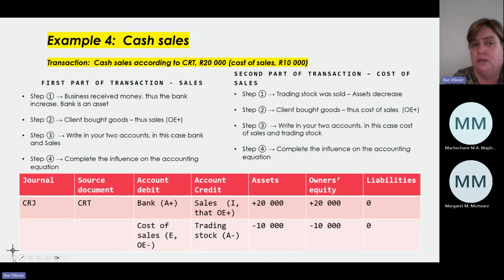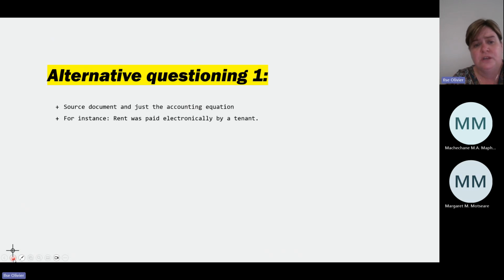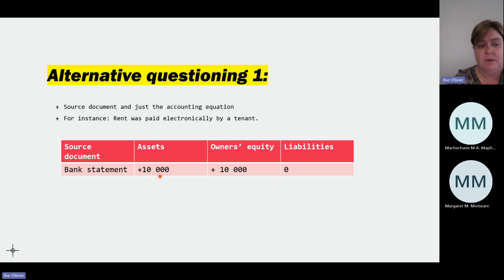This is the only new transaction for the CRJ in grade 9 so far. So, alternative questions that can be asked. For instance, they just ask the source document and the accounting equation. The steps stay the same. We received money, it was for rent, but now we only write the source document, assets increase, and owner's equity increase. The steps you can still write for yourself on the side of your book.